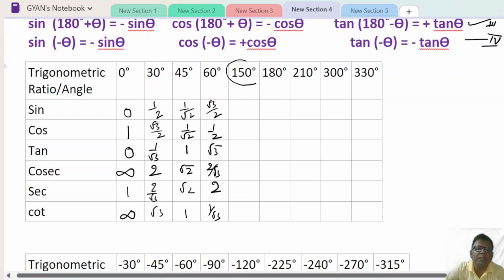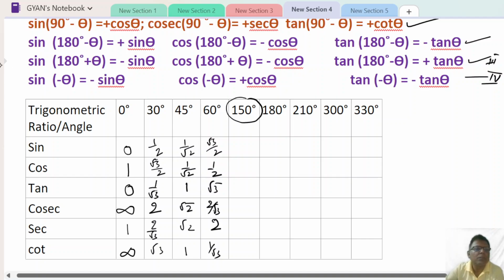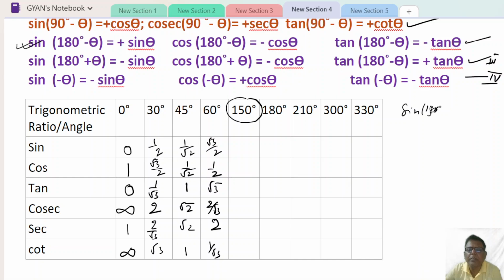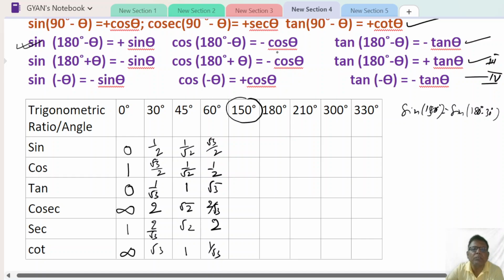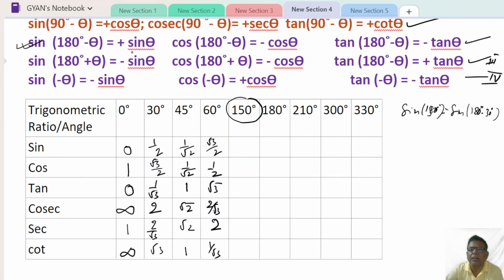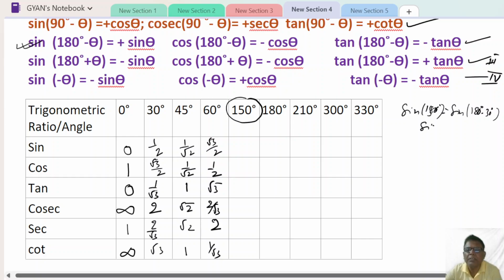Now 150 degree is in which quadrant? Second quadrant. The second quadrant formula is this one, so we'll convert into this. Sine 150 degree will be equal to sine of 180 minus 30 degree. Sine of 180 minus theta is equal to plus sine theta. So that will be equal to plus sine 30 degree, and sine 30 degree is half. So it will be half.